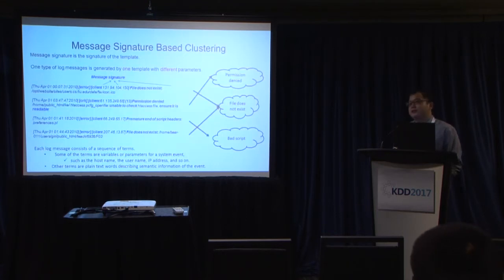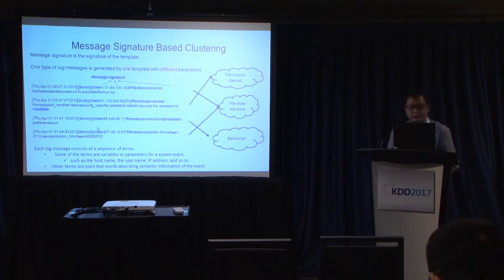That's the first part. The second one is this: when you have log files, usually the log is generated by some program. The program probably has a template to generate log files. For example, this one is a log message. You first have the URL, you have a client, the address of the client, then you have this file doesn't exist. The second message is similar, however, the information may be changed.